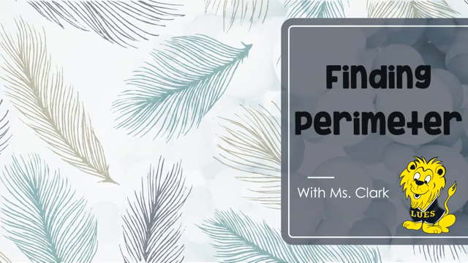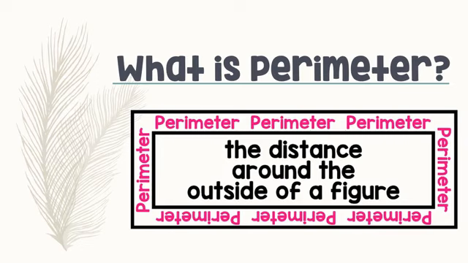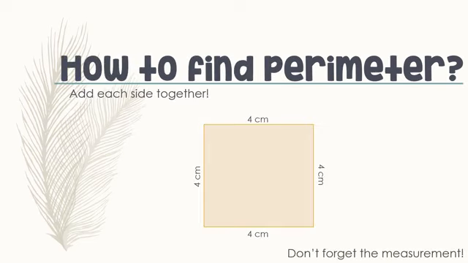Today we're going to talk about how to find the perimeter of a shape. What is perimeter? Perimeter is the distance around the outside of a figure or a shape. Well, how do we find the perimeter? Finding the perimeter is very easy. To find the perimeter, all we're going to do is add each side together.